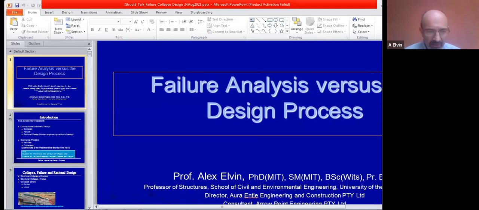So when we think of collapse, this is a collapse of the temporary works on the M1, where there were unfortunate deaths, where the temporary works fell over, and we call this, and everybody understands that this is collapse. This is very obvious. Collapses are clearly identifiable. You can have a global collapse, you can have a local collapse, but whichever way it is, the structure has clearly fallen over. We say that this has collapsed, and definitely we say that this has failed.